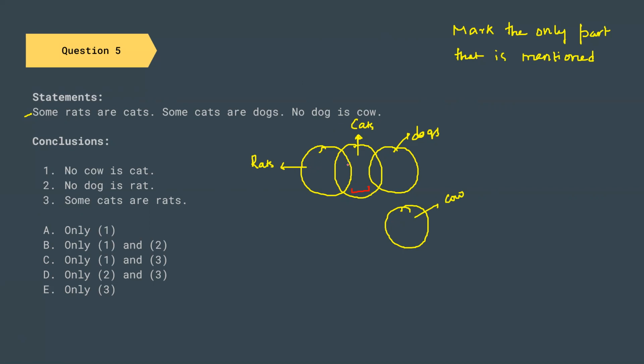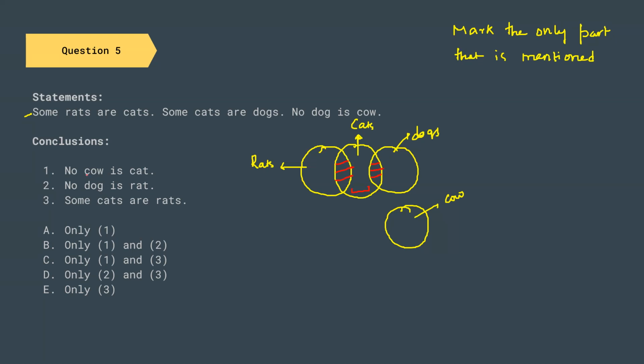So, there are some rats who are cats, and there are some cats who are dogs. So, these are the intersections or overlaps. That means all the rats in this particular overlap are cats, and all the cats in this overlap are dogs, and no dog is a cow. So I have marked only the part that is mentioned in this question. I haven't added any information from my side, or assumed anything.